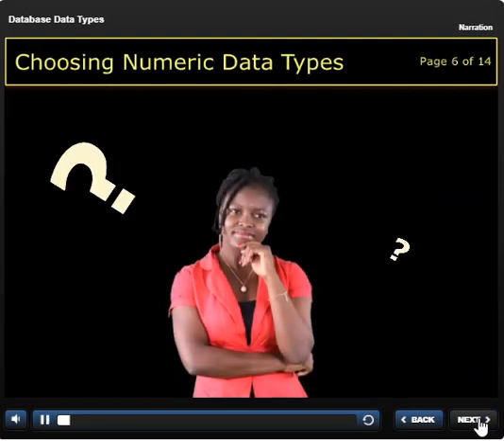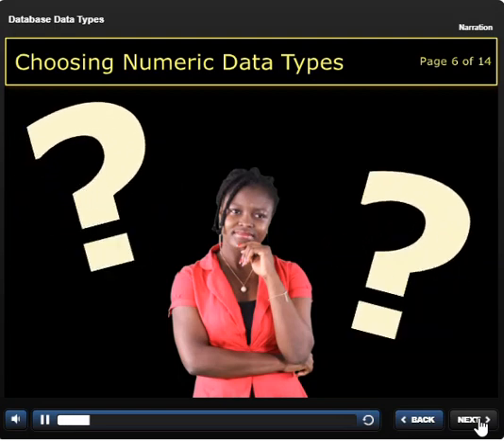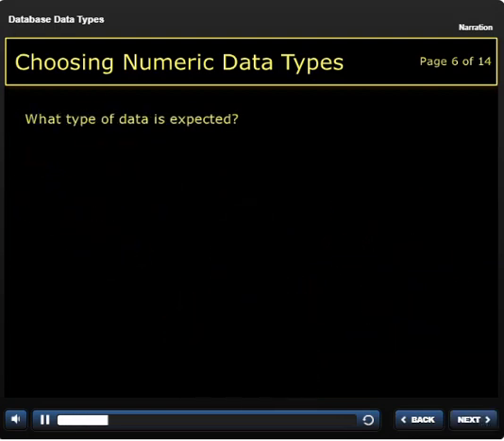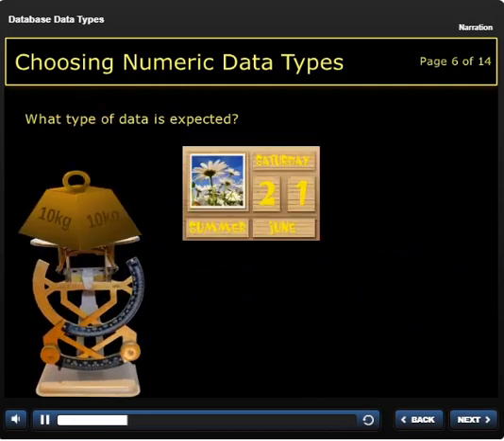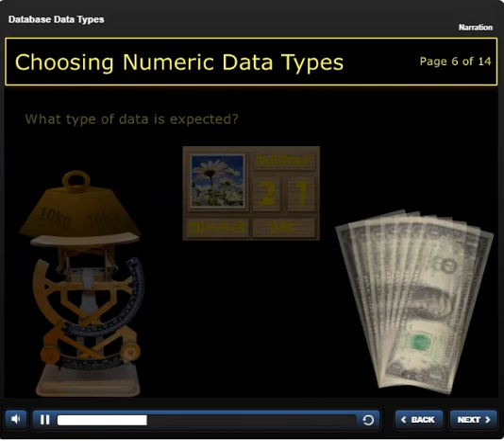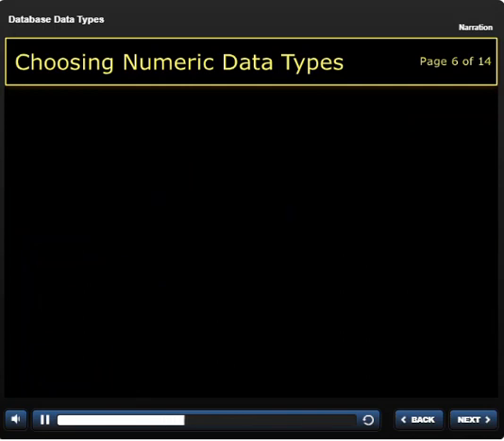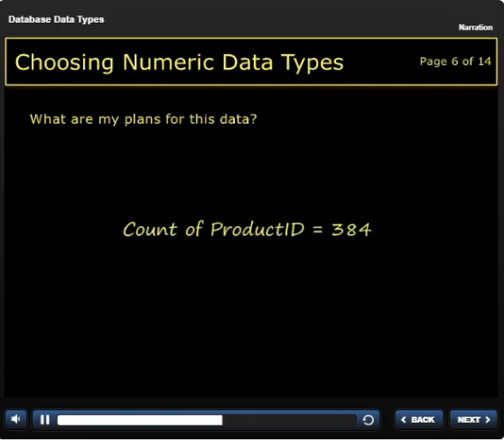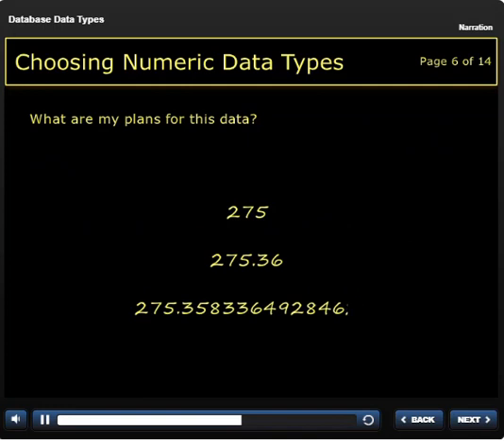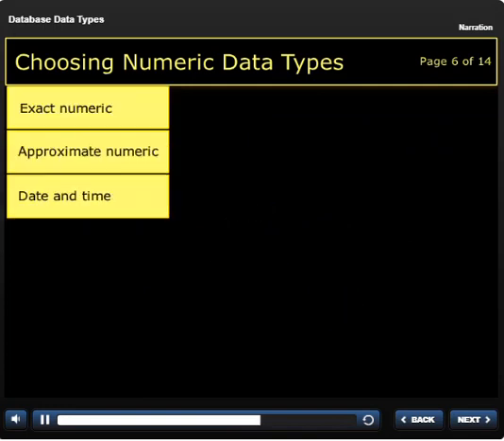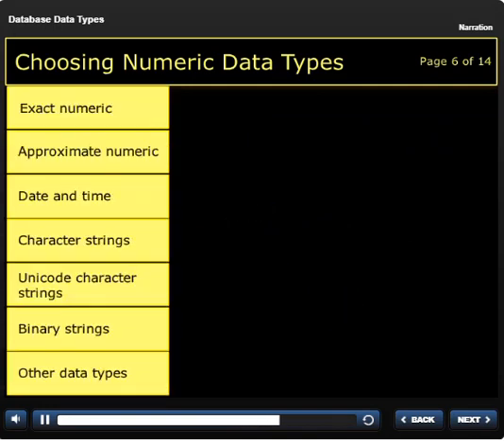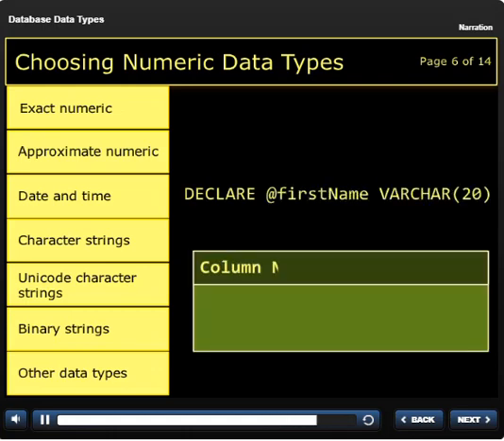When choosing a numeric data type, you need to ask yourself a couple of questions. What type of data is expected? Is it a weight, a date, or currency? What is the largest number ever expected to be contained in this field? Lastly, what are my plans for this data? Will calculations need to be done? Will I count the results? Do I need to capture granular details? Each category has a specific purpose. Because most programming languages require a programmer to declare the data type, it's important you select the correct category before building your tables.